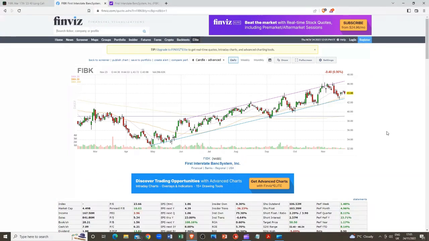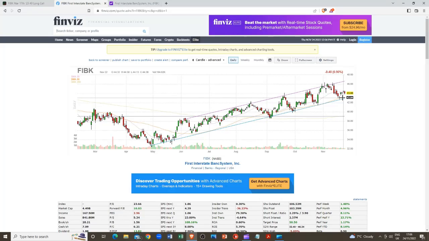Let's pick out ticker symbol FIBK. Now, ticker symbol FIBK is First Interstate Bank System, and what you will see is from May till November 2022, it has had a series of higher lows and higher highs in its stock price, which is indicative of an upward trending stock price.